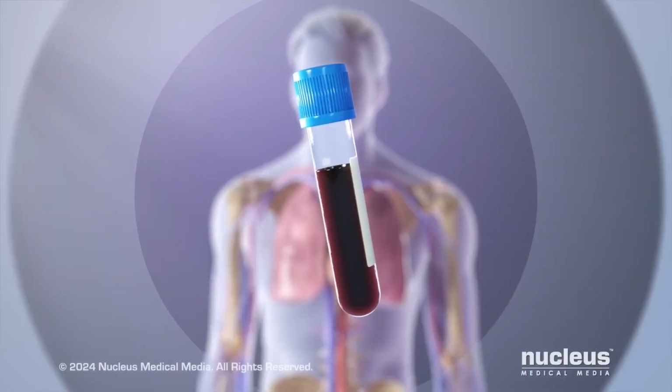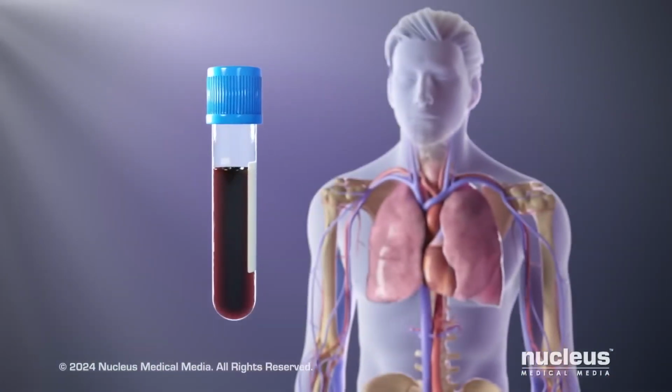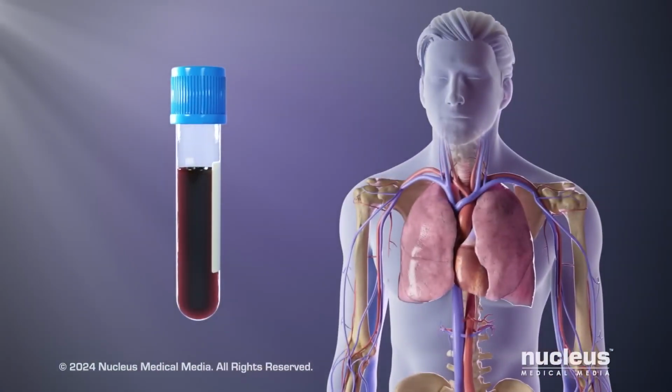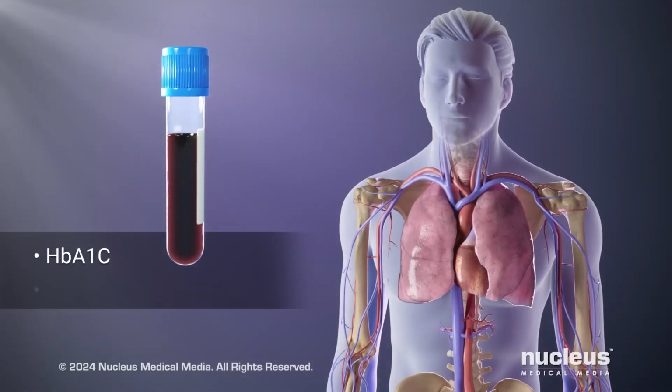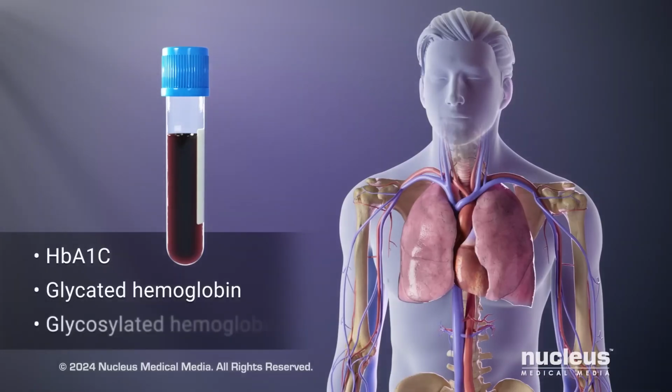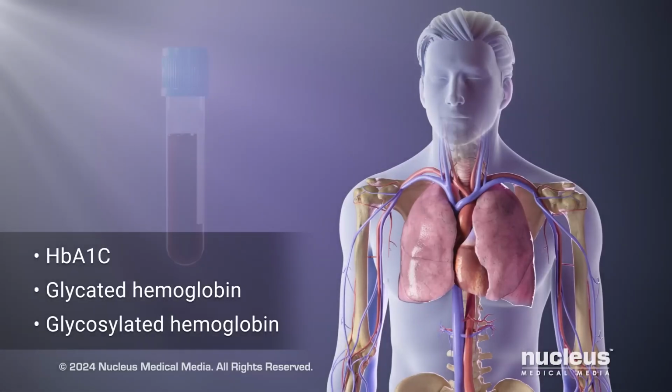An A1C test is a blood test that can be used to estimate the average amount of glucose, or sugar, in your blood over the past 3 months. Other names for this test are HbA1c, glycated hemoglobin, and glycosylated hemoglobin. This test is often used to screen for or manage diabetes and prediabetes, conditions that can happen when your blood sugar is too high.